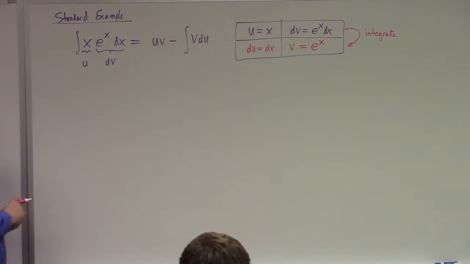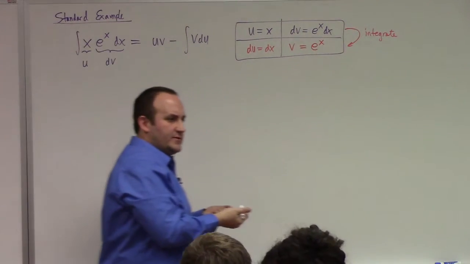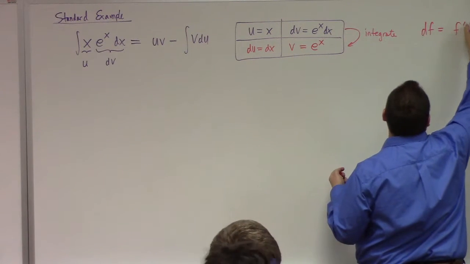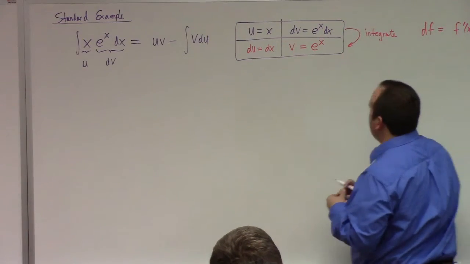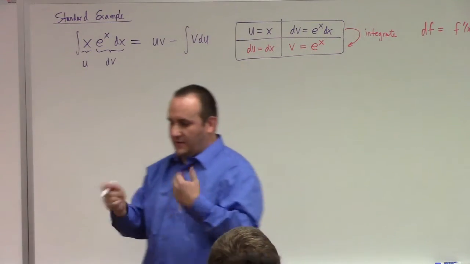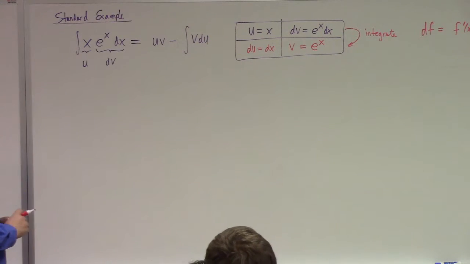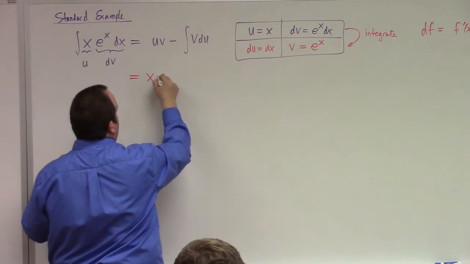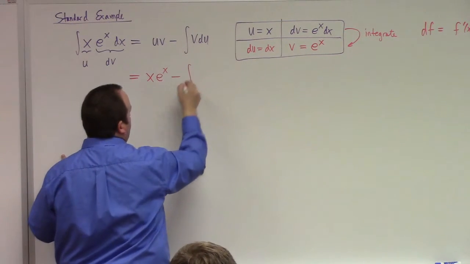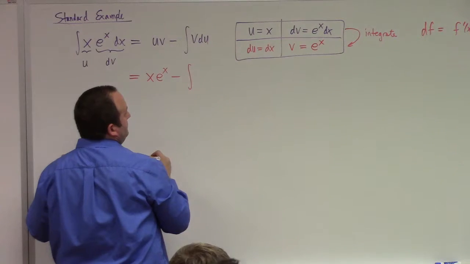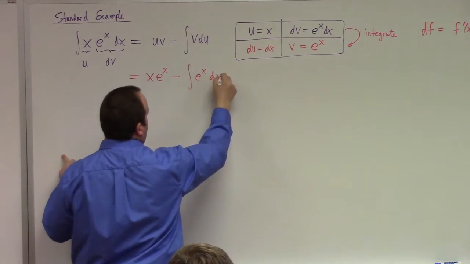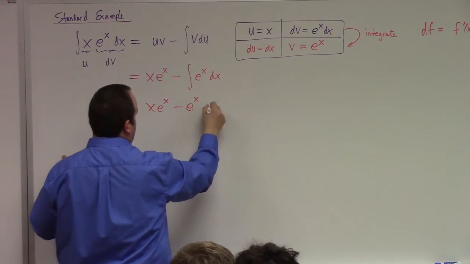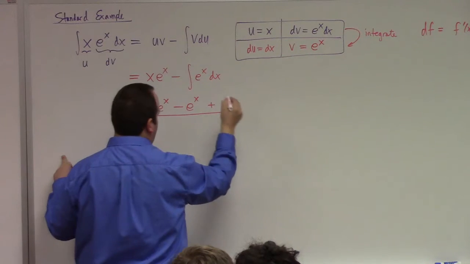So we're always using this idea of a differential. Do you guys remember differentials from Calc 1? Like df is what? It's f prime of x times dx, right? So dv is the differential of v. Okay, now that we've done that, what do we got? We've got x e to the x minus the integral of e to the x dx, which is x e to the x minus e to the x plus a constant. Bam.